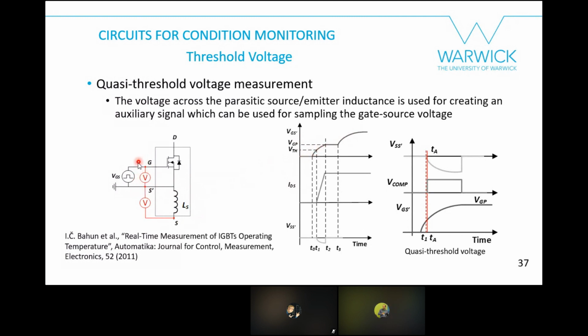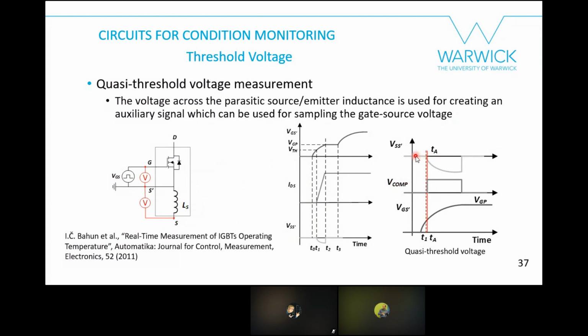So you have your transient that you're measuring with your gate-source measurement circuit, and you just have the drain current transient. As you are measuring the parasitic source inductance, this current transient causes a parasitic voltage that is related to the current, and you can use this auxiliary signal for sampling the gate-source voltage.